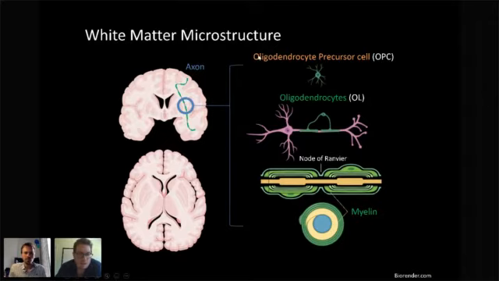So the cycle starts with oligodendrocyte precursor cells that will mature into full-grown oligodendrocytes. These are the cells that will wrap myelin around axonal membranes, and they will do so through concentric circles like this. It will form patches or segments of different lengths between what we call nodes of Ranvier, and this is where ions are allowed to travel between the axonal membrane and the extracellular medium.